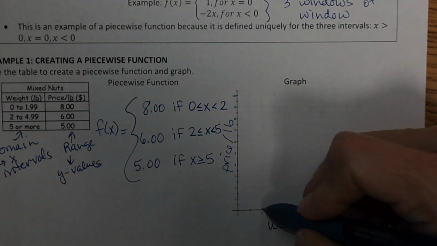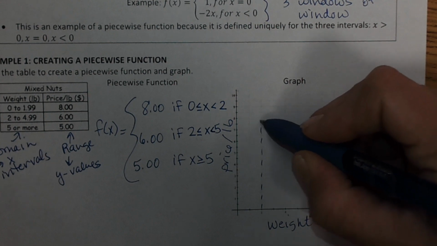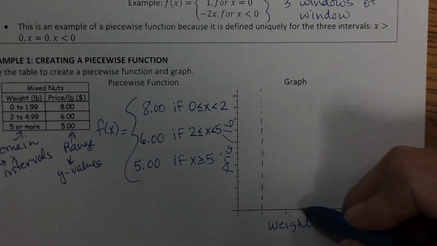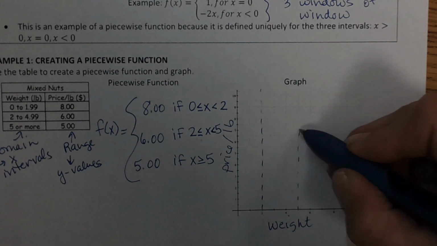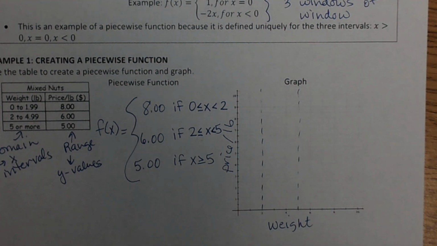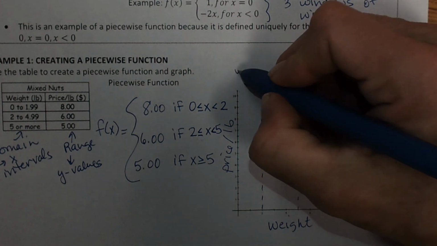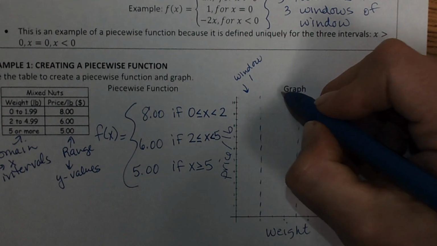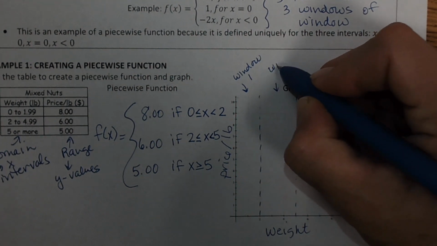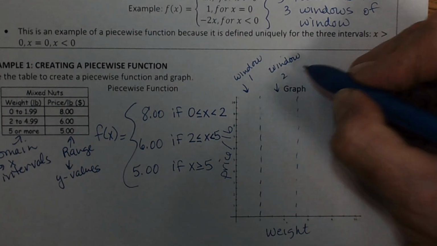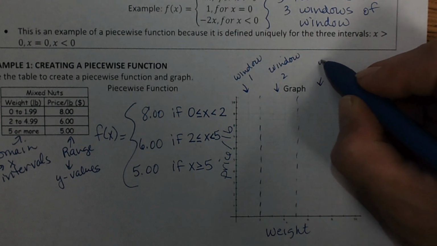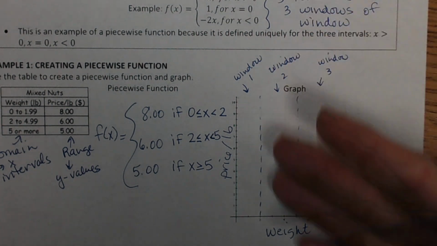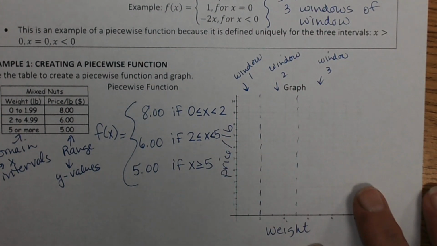Okay, so I'm going to draw just a little dotted line right there at 2. And then I'm going to draw a little dotted line at 5. And so it's kind of like, here is that window 1. Here is that second window. And then finally, this is my window 3. Okay, and again, you don't have to label that. This is all just to kind of help us get this to the graph.